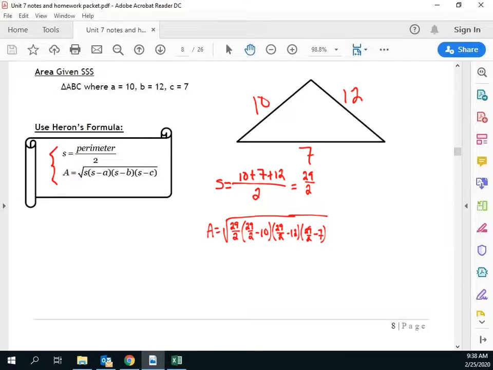Minus 10. 29 over 2 minus 12. And you guys should be faster at this because you're better at texting than I am. So just go pretty quick for you guys. 7 is the last one. And you end up with 34.98. It is area, so your units are squared. That's it.